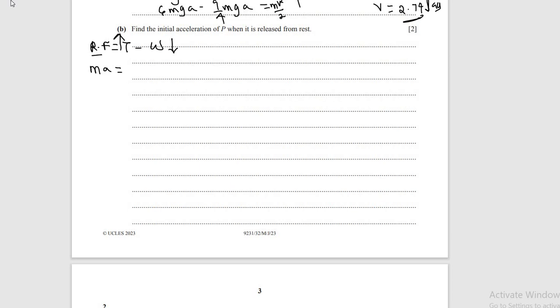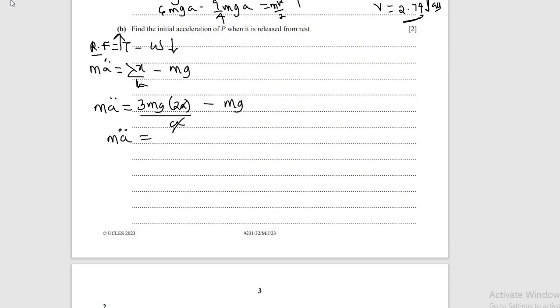Tension, in this concept of elasticity, is lambda x over L. Weight is mg. So from here we have ma equal to lambda is 3mg, extension as we discussed is 2a, length is a, minus mg. So a cancels a. So we have ma. This one is acceleration anyway. It's not the a in the question.